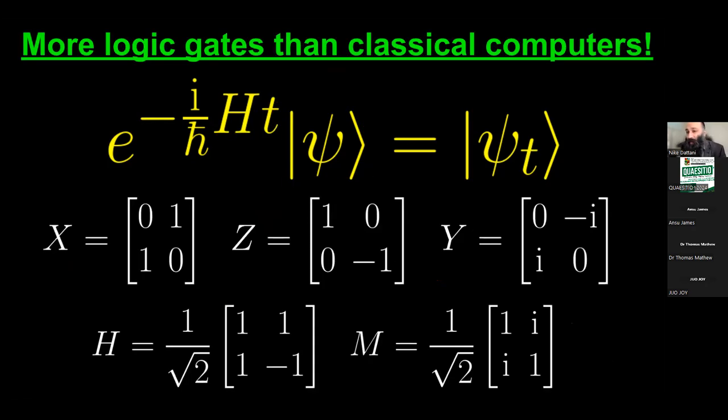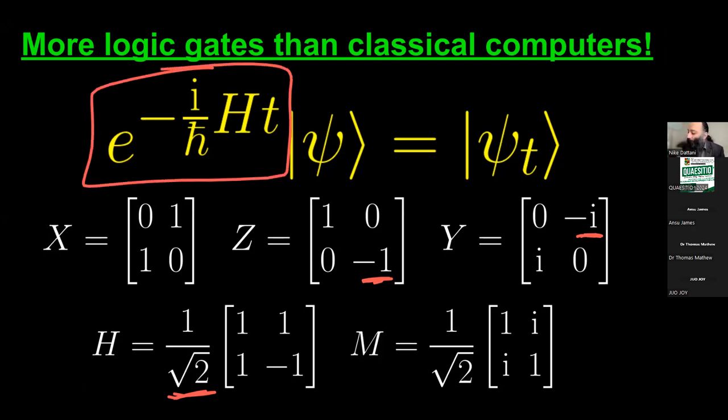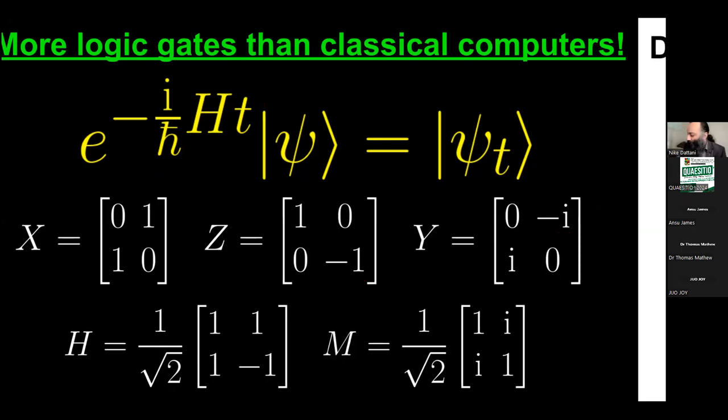However, in classical computing, we are limited in the number of gates that we can have. In quantum computing, we have more possible gates. In fact, we have an unlimited number of gates. These are just some of the gates we can have in quantum computing. We can have negative numbers, we can have imaginary numbers, we can have fractions, and we can have an unlimited number of gates as long as this matrix has certain properties. But we can have an unlimited number of gates.